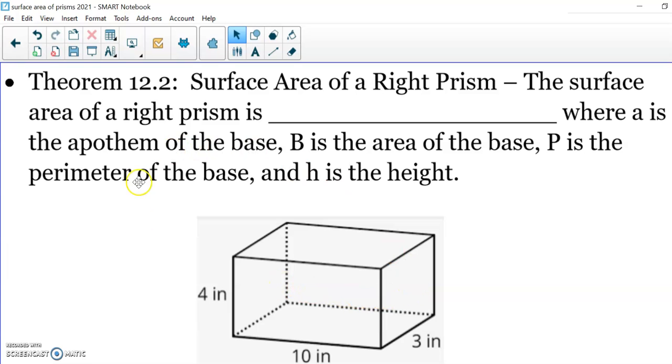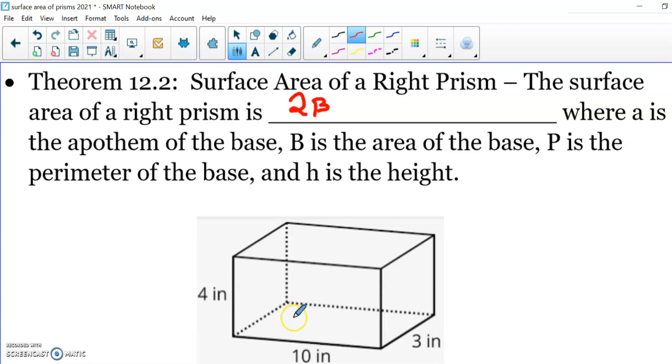And then to take care of all the sides, all the lateral faces, I take the perimeter of the base and then I multiply it times the height. What that does is it takes care of all the sides in one easy step, all the lateral faces. So the formula I like to use is, here we go, 2 times the area of the base.